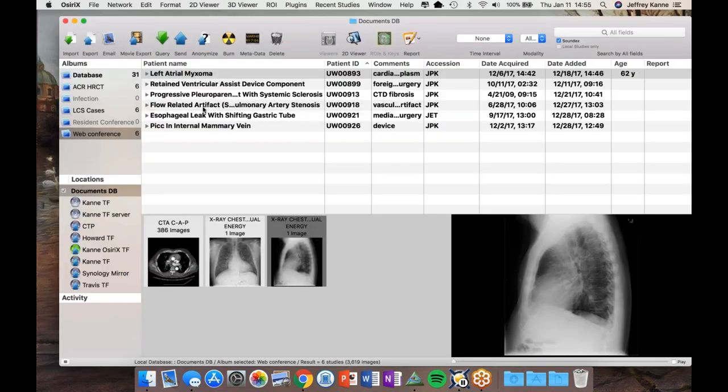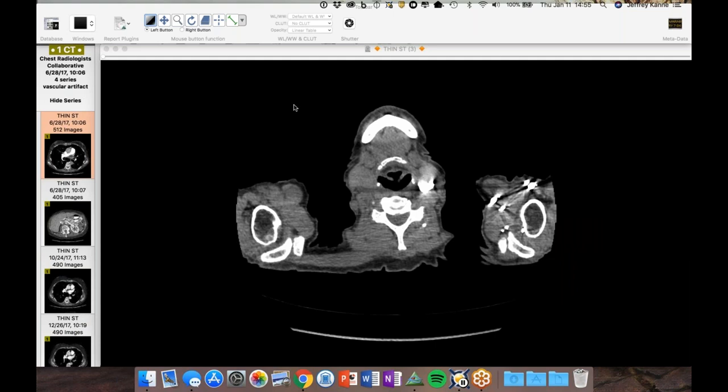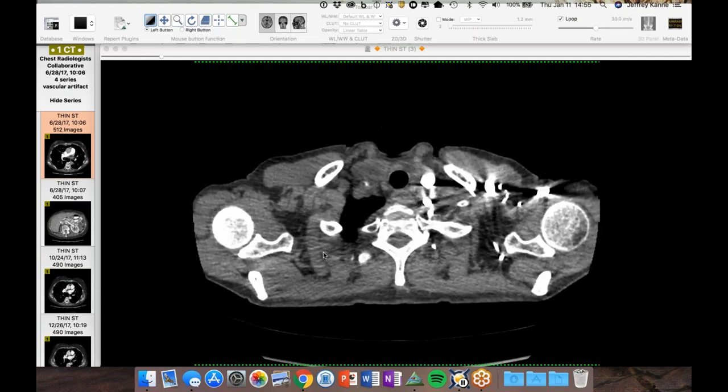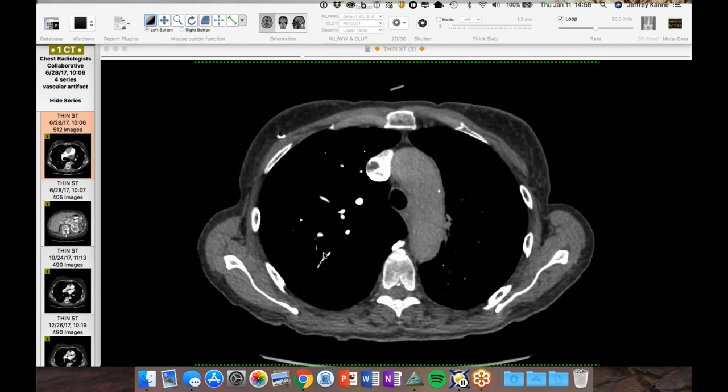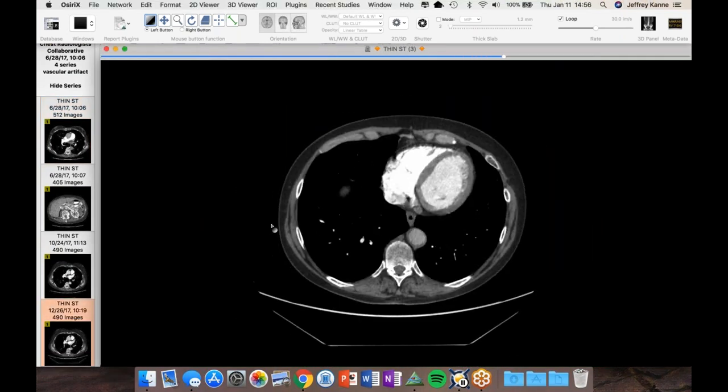Okay. Here's an interesting smoke case. I don't think I showed you guys this one yet. So this one, I'm fortunate to have multiple phases of imaging from different studies. Here's the most recent one. This is a chest CT.